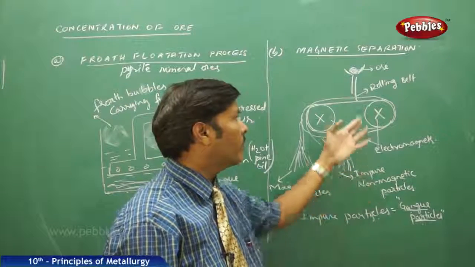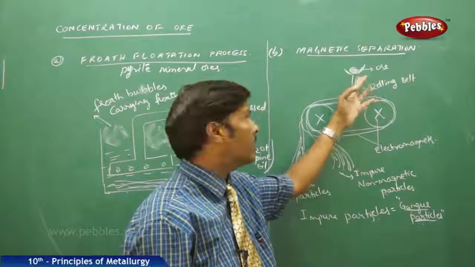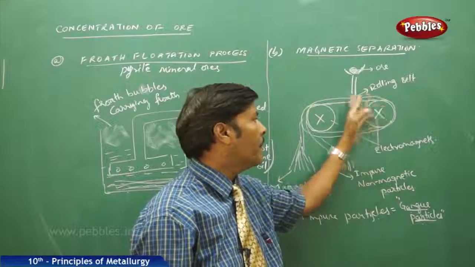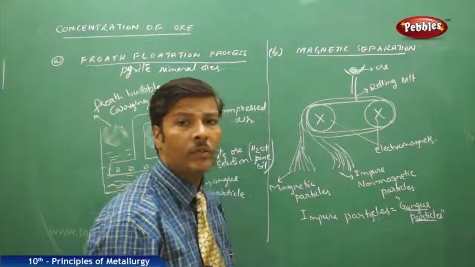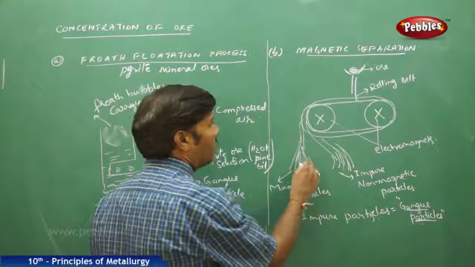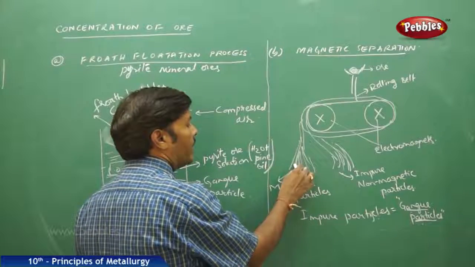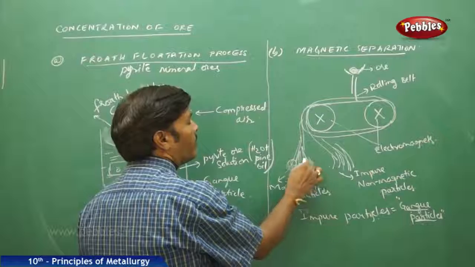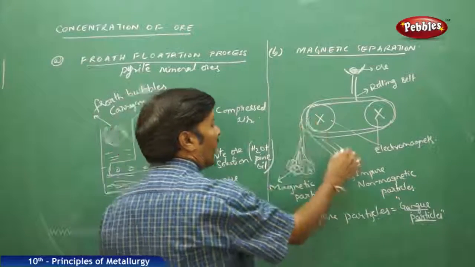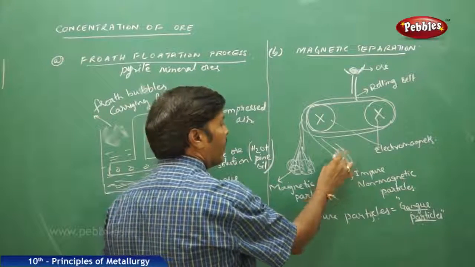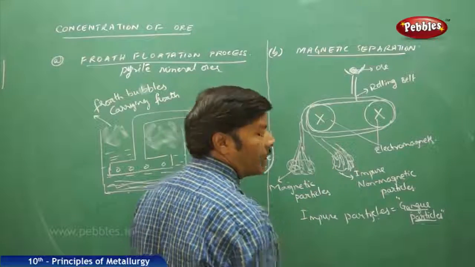Because it contains non-magnetic impurity, when the crushed mineral ore is rolling over the moving belt, you find that all the magnetic particles of the mineral ore form a separate heap, and all the non-magnetic impurities form another heap. They are separated by a certain distance.